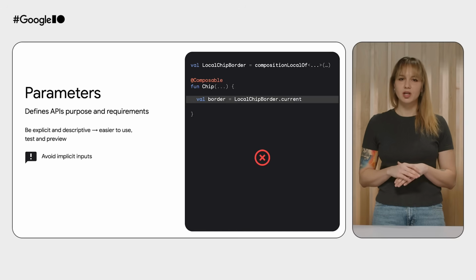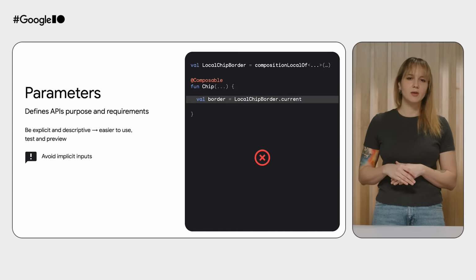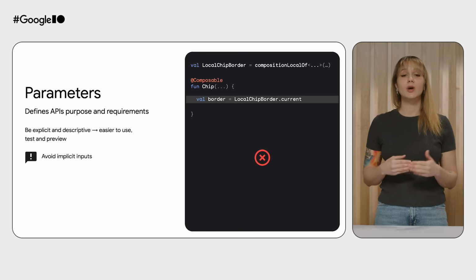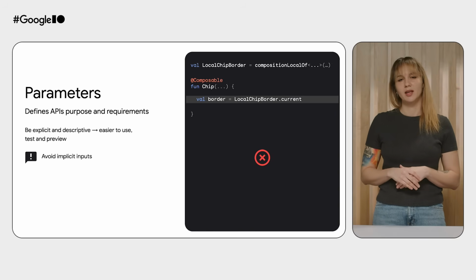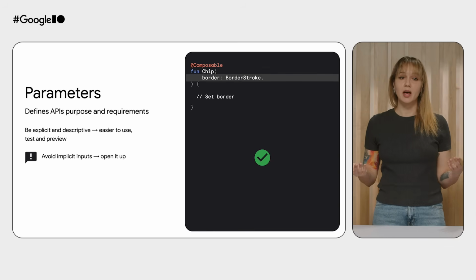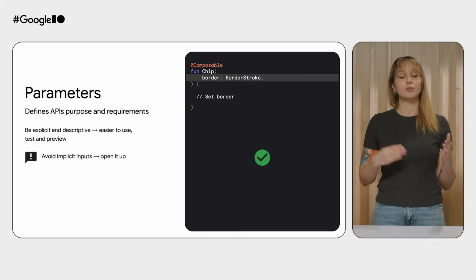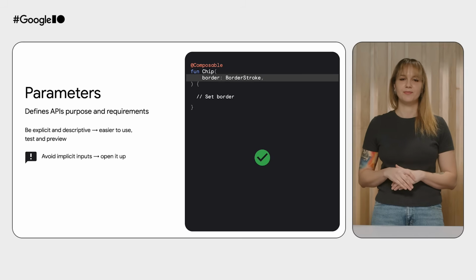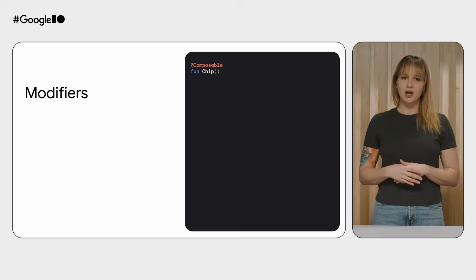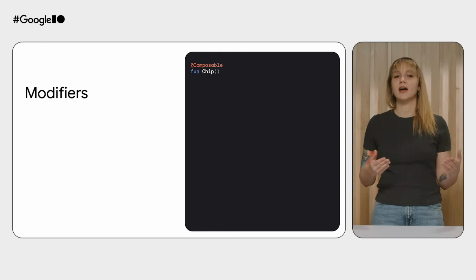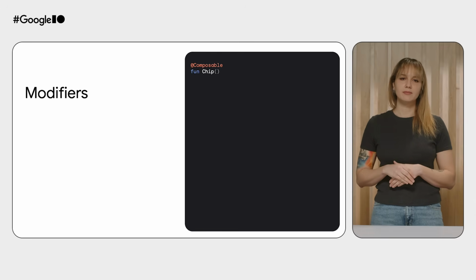Avoid implicit, obscure inputs as much as possible via composition locals or similar mechanisms, as these make it hard to track where the customization comes from. Instead, open the API up and use explicit parameters, which also make it easy for users to add more layers of customization. An essential Compose concept are modifiers and how they define the composables they're paired with.